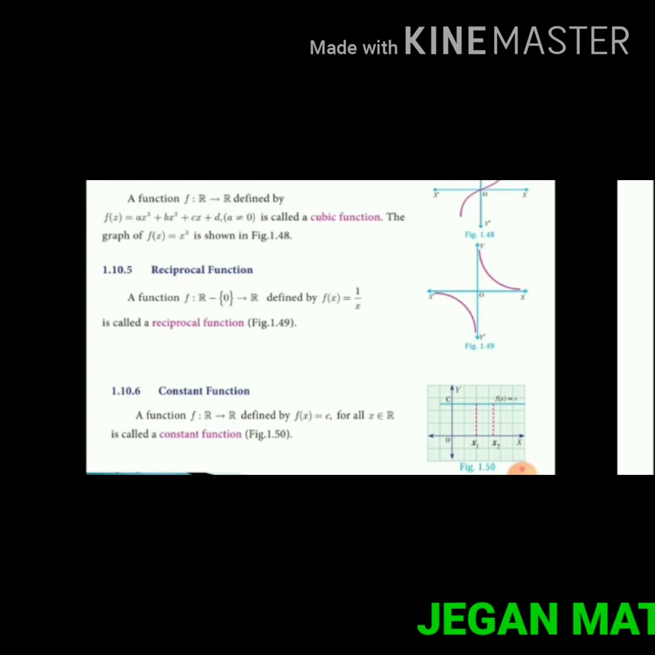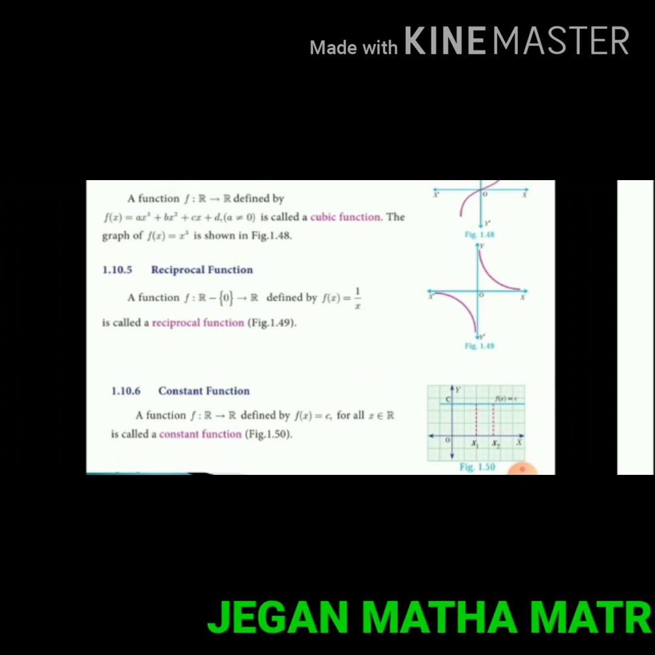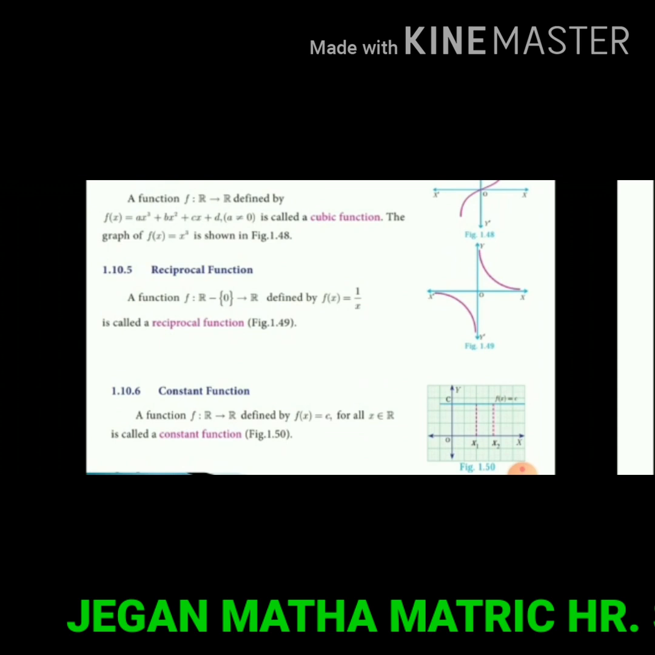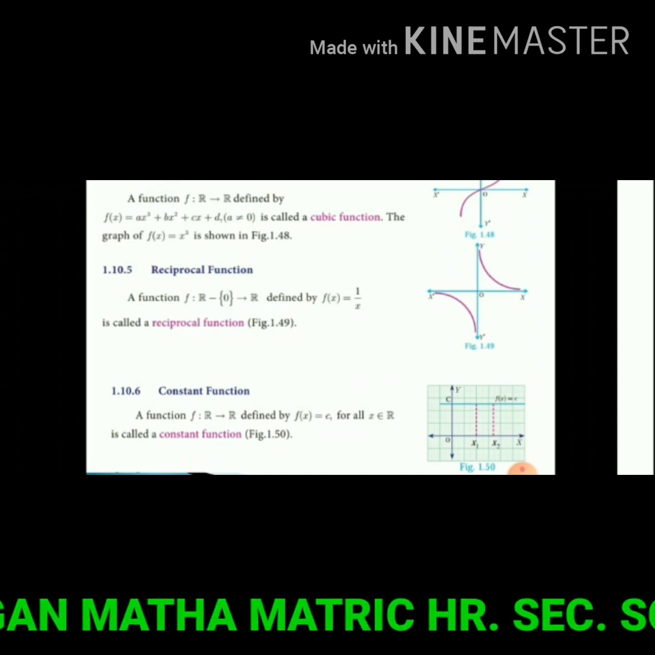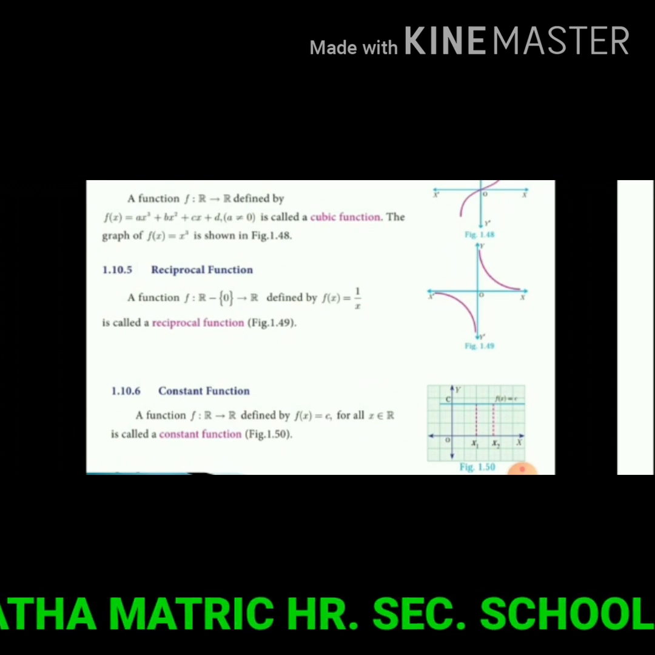So the linear function form is f of x is equal to mx plus c. Modulus or absolute value function is f of x is equal to modulus x. The quadratic function form is f of x is equal to ax square plus bx plus c.